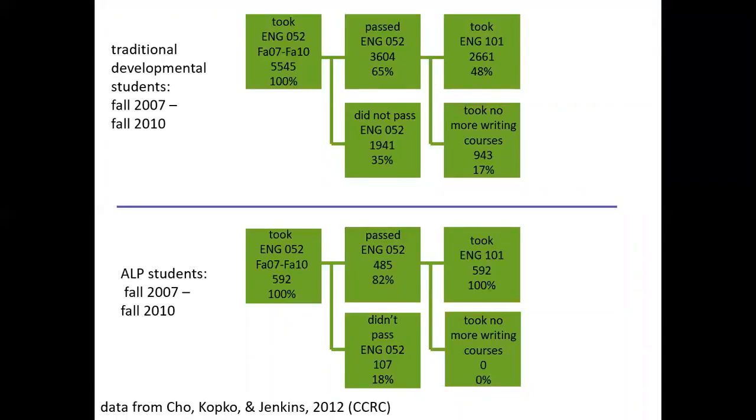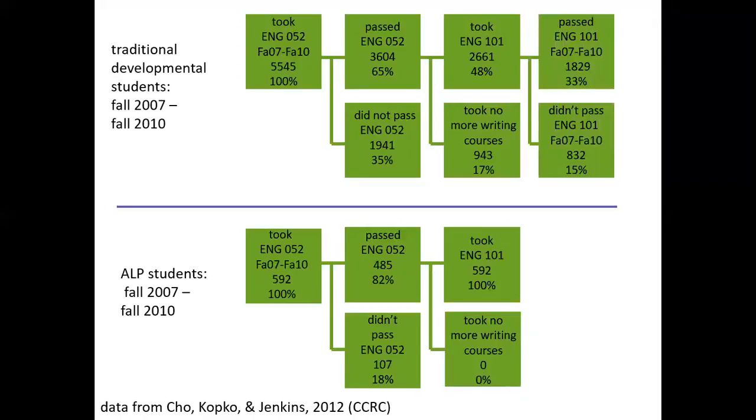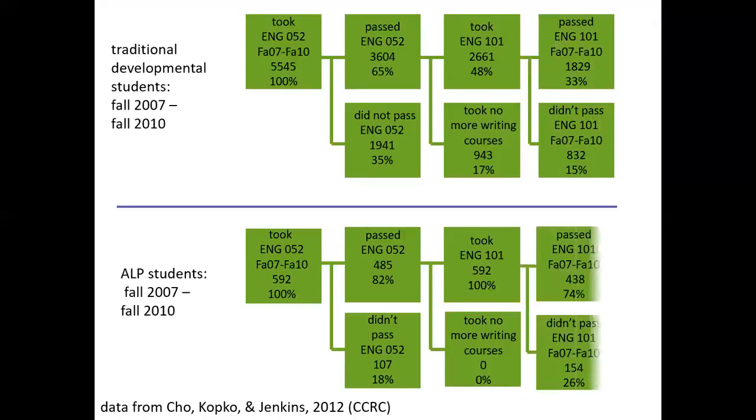But how about the final data? How does that look? Go ahead, next again, and one more time. Yeah, so the final data, you can see our pass rate in 2007 to 2010 was still 33% for the traditional students, just what it was back in the 90s. But for ALP, the pass rate is 74%.